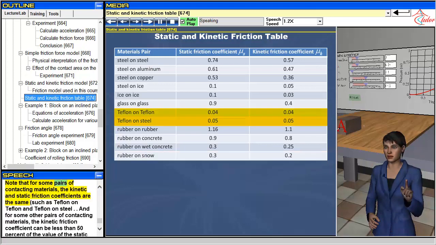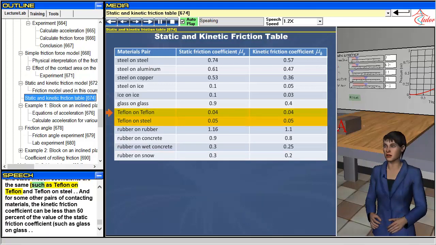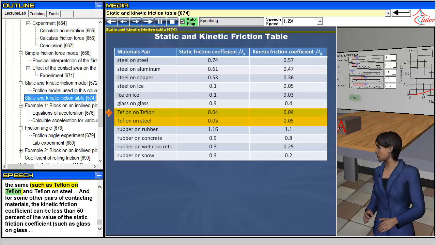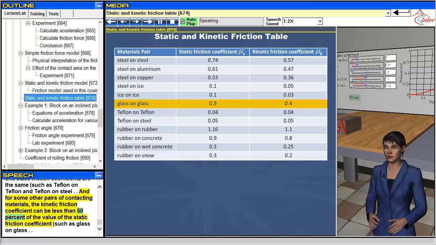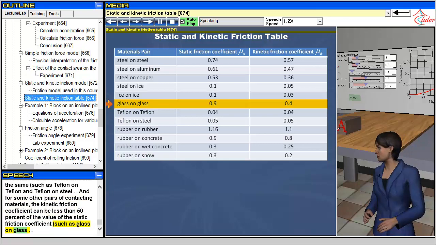Note that for some pairs of contacting materials, the kinetic and static friction coefficients are the same, such as Teflon on Teflon and Teflon on steel. And for some other pairs of contacting materials, the kinetic friction coefficient can be less than 50% of the value of the static friction coefficient, such as glass on glass.